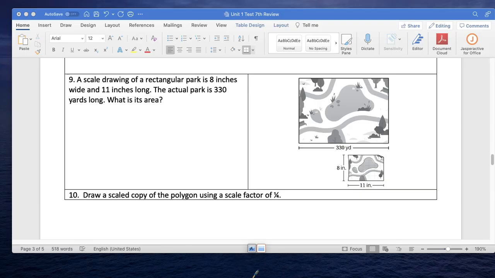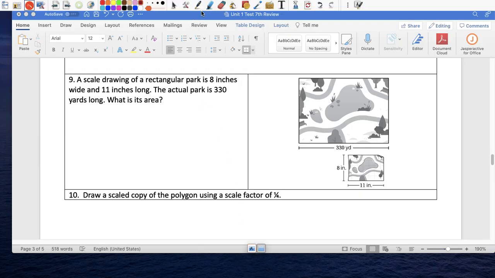9. What in the world? Scale drawing. You have a scale drawing. A rectangular park is 8 inches by 11. Here's the drawing. Measures 8 by 11. The actual park is 330 yards long. We want the area of the park.